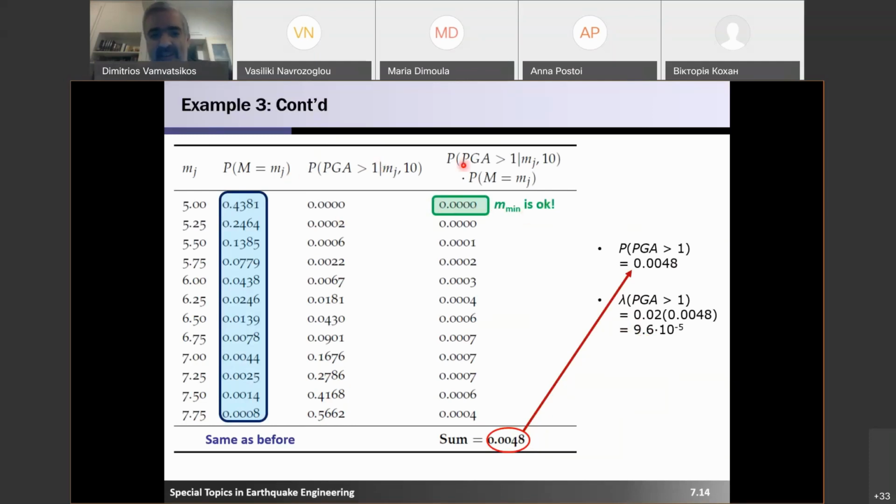Okay, for 1G, you could use a higher minimum magnitude, but of course you want other PGA values, so let's not do that. My minimum is fine for this contribution, for this level of PGA. And there we go. Again, your most contributing events are not on the upper end.